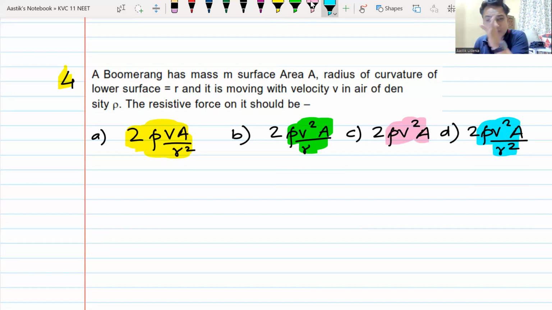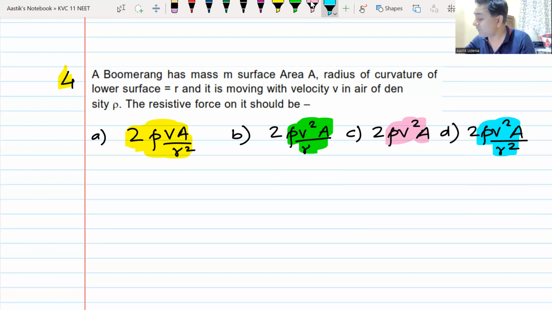That means all these 4 options are dimensionally different. Yes or no? All these 4 options are dimensionally different because in some we have 1 V and 1 R. In some we have 1 V and R square. In some we have V square and R. In the other one we had only V square and no R. That means only that option can be correct which is dimensionally correct. So I just have to check the dimensions of these options, whichever matches the dimension of force.